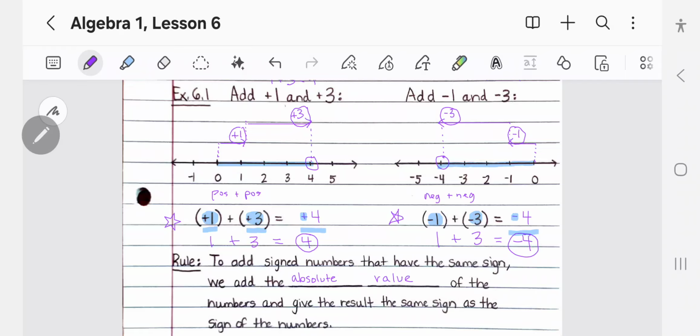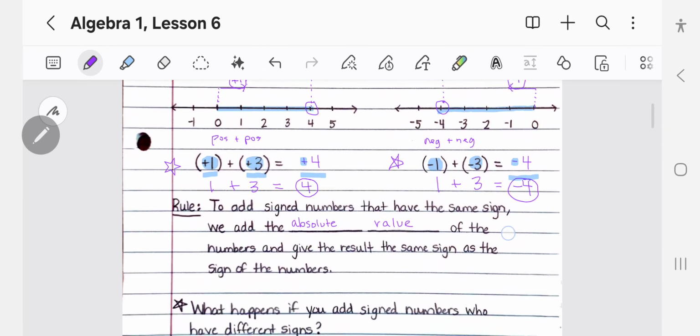Let's read it one more time. To add signed numbers that have the same sign, either both negatives or both positives, we will add their absolute value of the numbers and give the result the same sign as the sign of the numbers. So that's our rule. We don't have to draw a number line to be able to figure it out if we know this. And we'll practice it some more when we do the other examples.